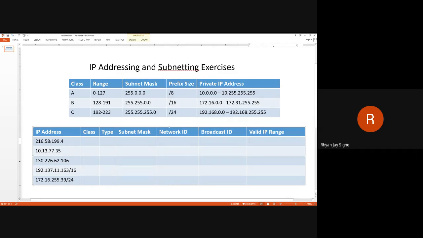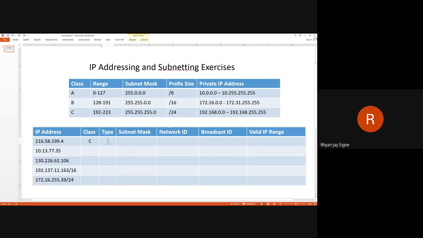Okay, so item number 1 is 216.58.199.4. To identify which class this IP belongs to, look at its first octet. The first octet belongs to this range, meaning this IP is class C. And type means whether it is private or public.